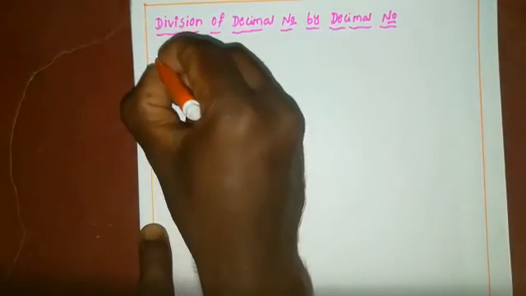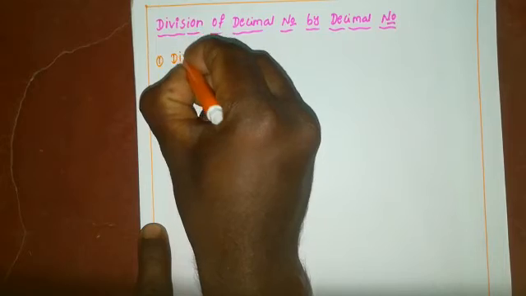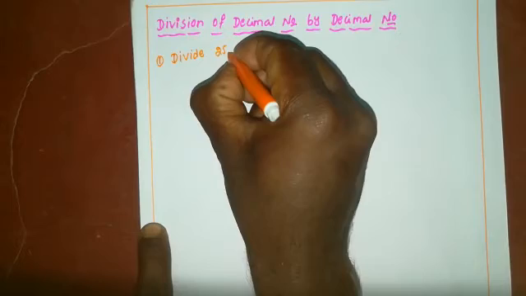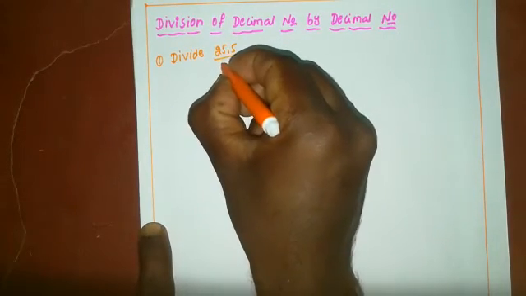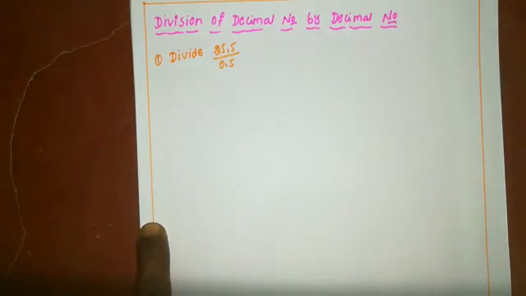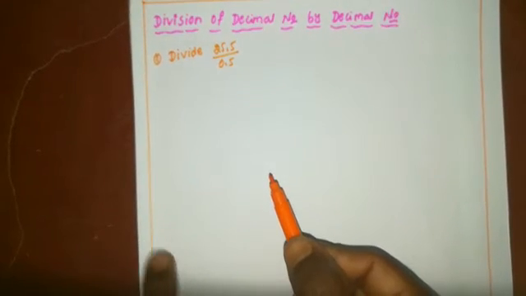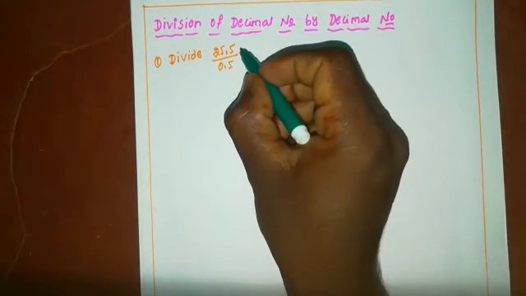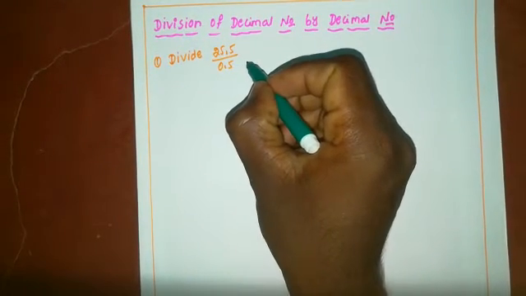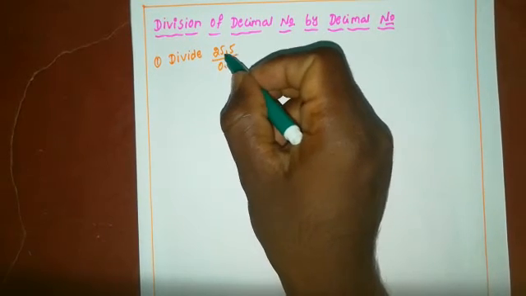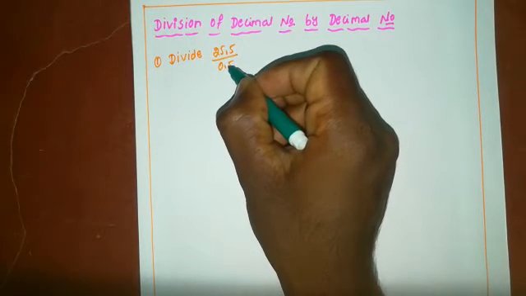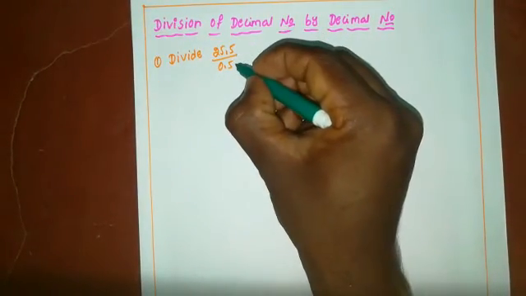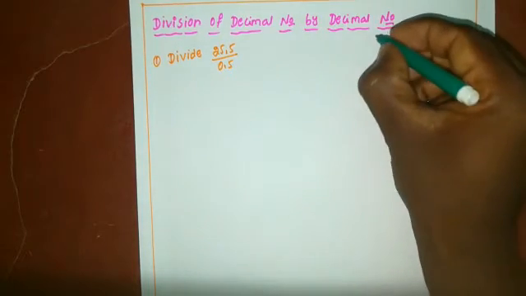Let's see one example, that is, divide 25.5 by 0.5. Here is the problem: 25.5 divided by 0.5. Here both are decimal numbers. 25.5 is a decimal number and 0.5 is also a decimal number. Before we go into the division, we have to convert these decimal numbers into fractions. Then how do we convert them into fractions?